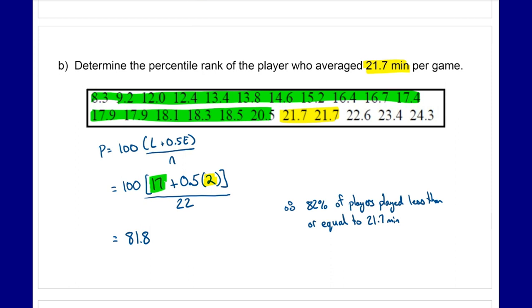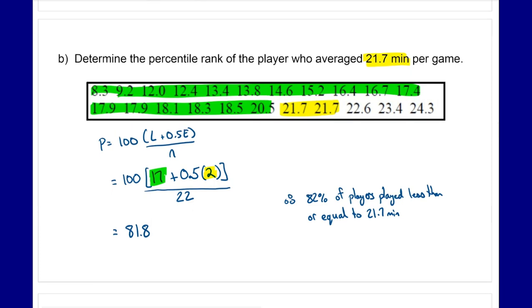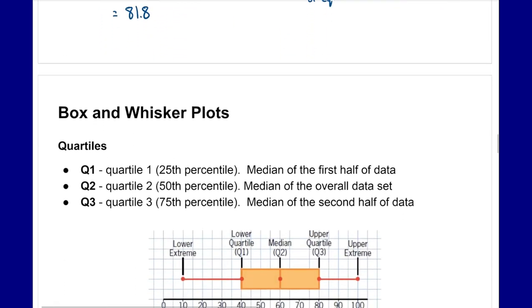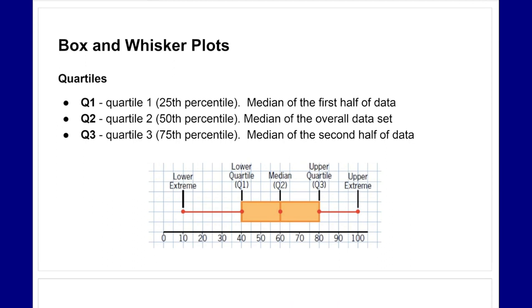And usually we kind of refer to it as being less than that value. So 82% of the players played less than that value. So again, you're on the high end, and it basically allows you to see where that data value or that data point is located in our overall data. So it lets us know, are we on the high end? Are we on the low end? Are we in the middle? Whatnot.